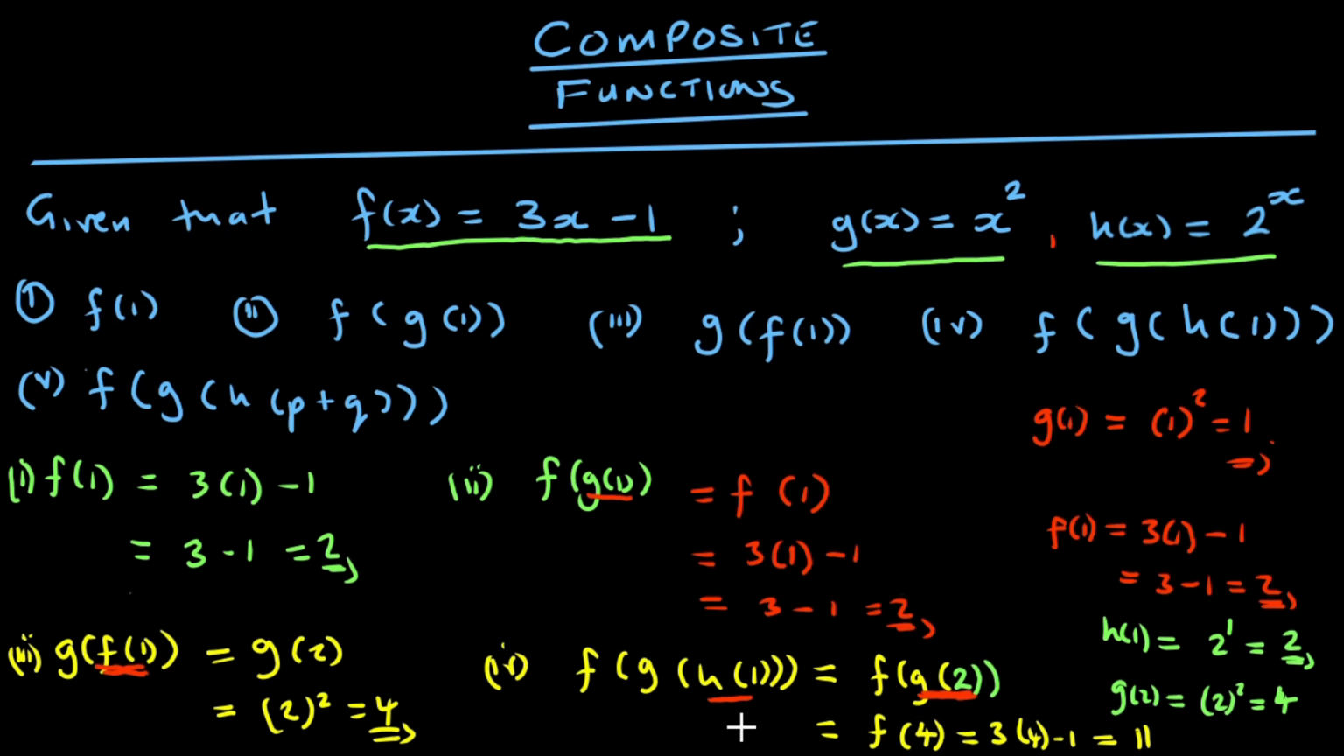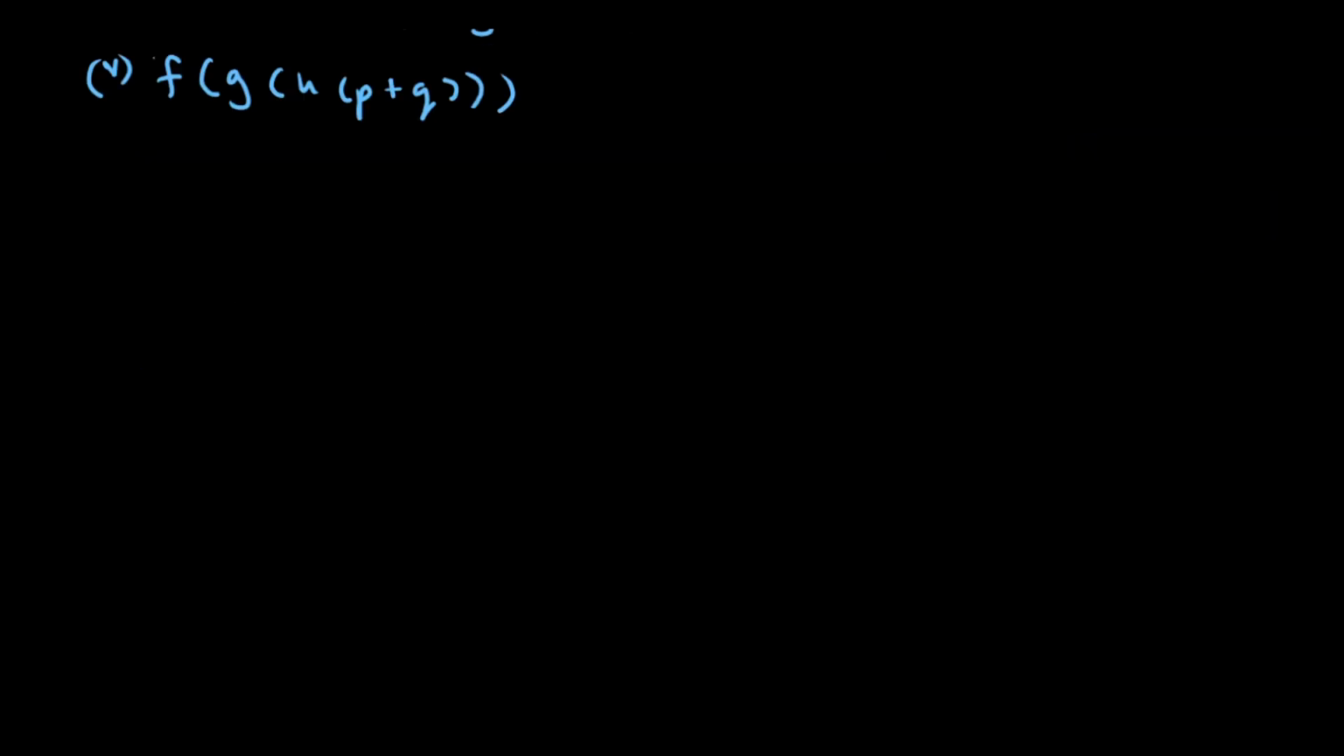Last time we had calculated this one, so now we need to calculate this one. Remember, we always start from inside, which means that we are starting from h of p plus q. Go to the graph of h and plug in p plus q in place of x. So we are going to get 2 to the power, in the place of x, we write p plus q, right? So that's what we are going to do here.